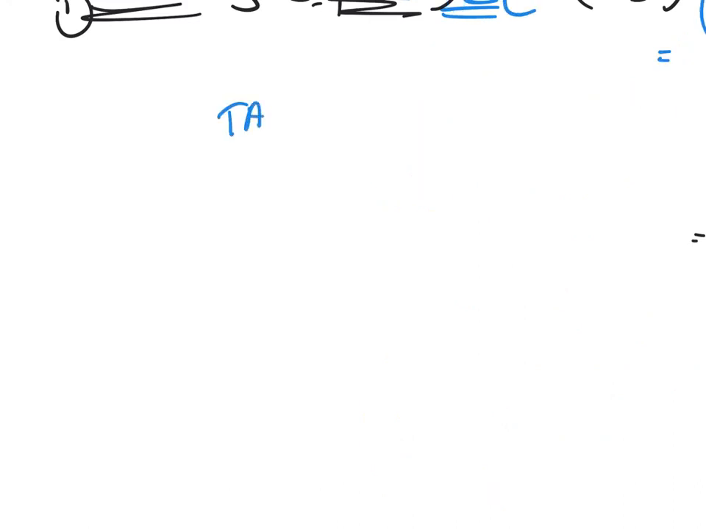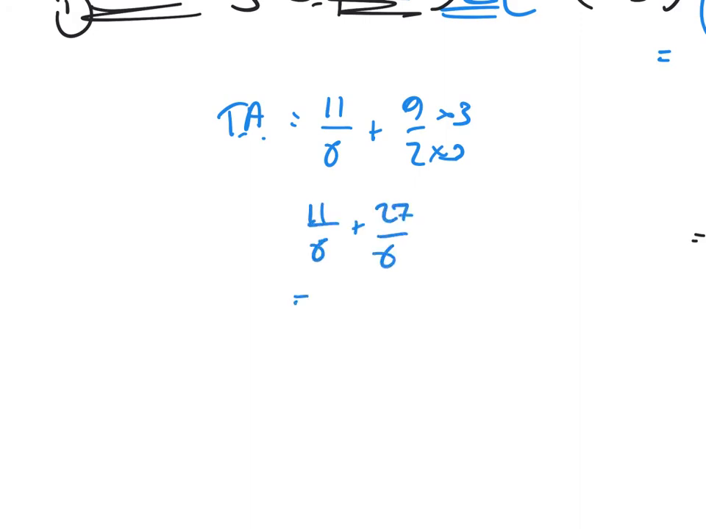Okay, so total area then is 11 sixths plus 9 over 2. Let's get a common denominator 6. So that's 11 over 6 plus 27 over 6, which is 38 over 6, which I can now simplify by dividing top and bottom by 2. Final answer then will be 19 over 3.